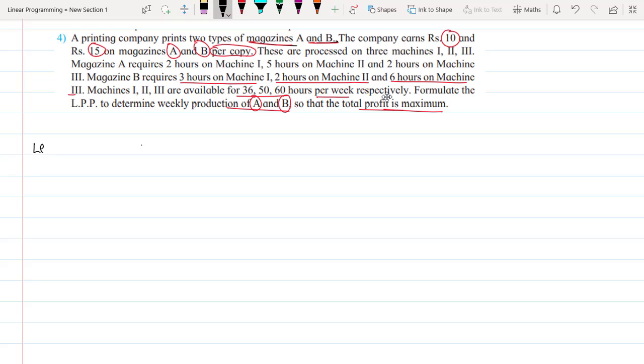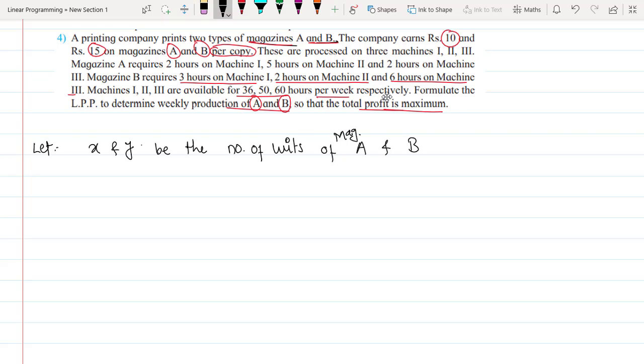So what will be the decision variables now? Let x and y be... on what are we getting the profit? We are getting profit on A and B. So let x and y be the number of units of A and B. The decision variables will be those on which you get the profit. So x and y be the number of units of A and B, that is, the magazines.